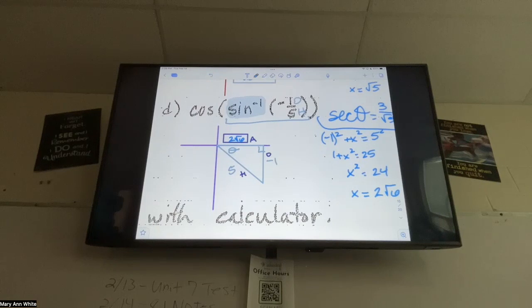The last step is it says cosine of this angle. I don't care what my angle is. I just now want to know what cosine of that angle is. And so we can do adjacent over hypotenuse, 2√6 over 5.